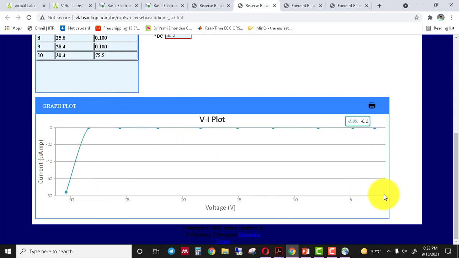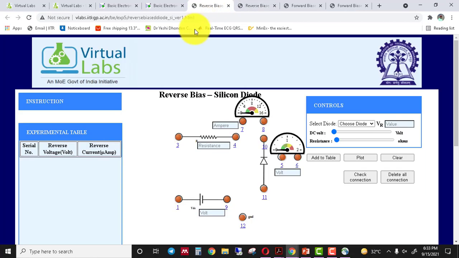Here you can see that from 0 to minus 30 volt the current is almost 0. Okay, but after 30 volt, a high current will flow through the diode circuit. So this is the reverse bias characteristic. Okay, now go to the next circuit.